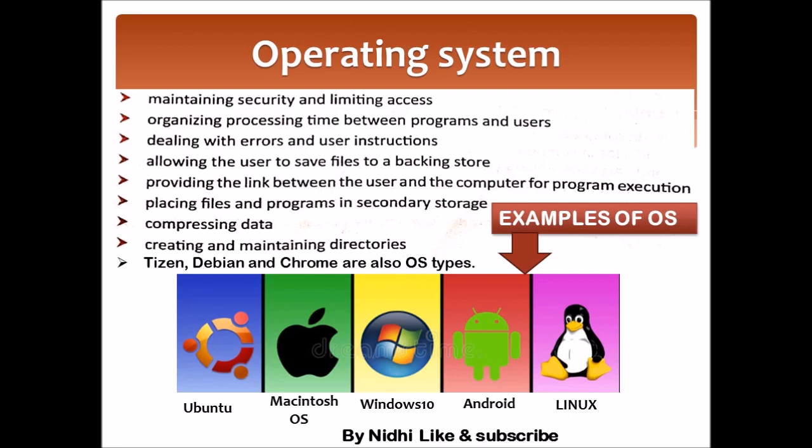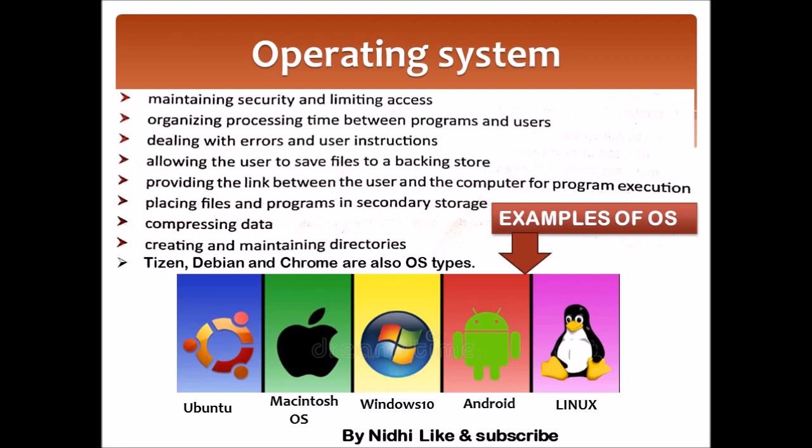So here you can see a few examples of operating systems. First one is Ubuntu with that icon, and the second type of operating system is Macintosh, that is used in Apple. Third is Windows 10 that we generally use. Fourth one is Android. This Android is known as a mobile operating system that is used in many mobile devices.